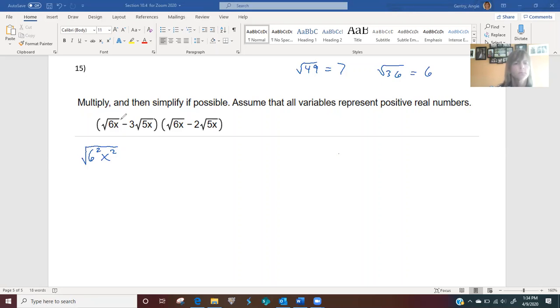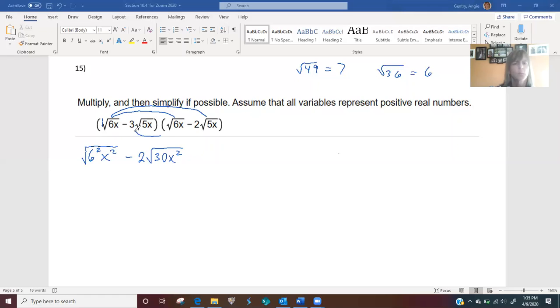And then the outer, first outer. So this was first. Now I'm going to do outer. See how there's no coefficient on that first one in front of the radical. So 1 times negative 2 is negative 2 square root of 6 times 5x. Do you see how 6 is just 2 times 3, and there's nothing going to be squared, nothing's going to come out. So you could just call that 6 times 5 is 30. X times x is x squared. It is underneath right now.